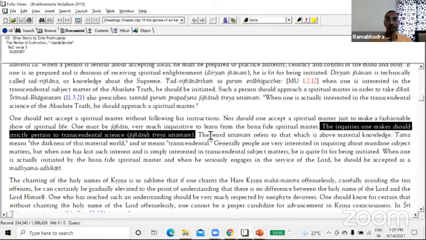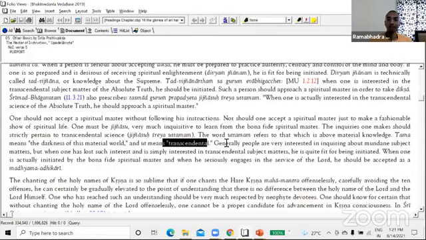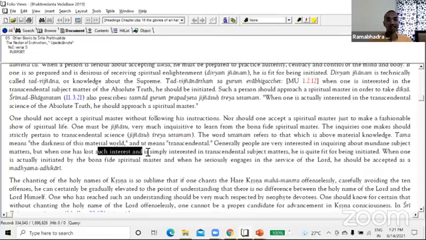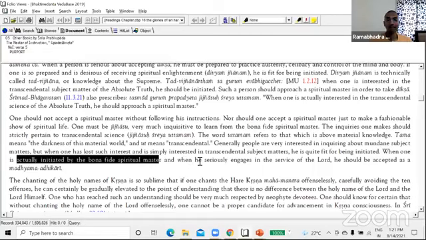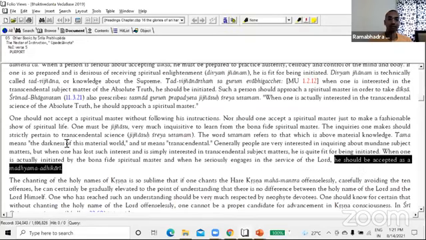Jigyasu shrey uttamam. Uttamam means above material knowledge. Tama is darkness; uttama means transcendental knowledge. People are interested in mundane inquiry: What about my house? Will I increase my bank balance? Will I make this business? But when one has lost such interest and is simply interested in transcendental subject matters, he is fit to be initiated. When one is actually initiated by a bona fide spiritual master, and when he seriously engages in the service of the Lord, he should be accepted as a Madhyama Adhikari.